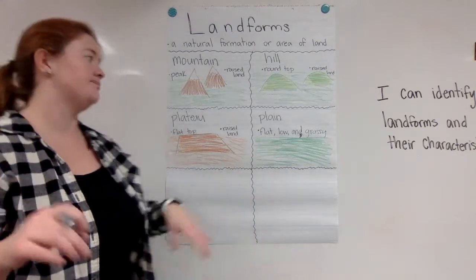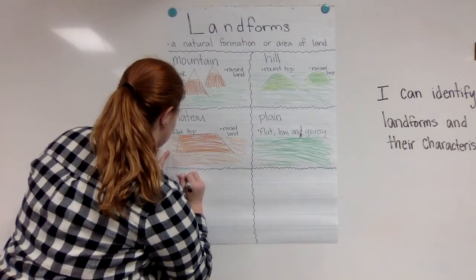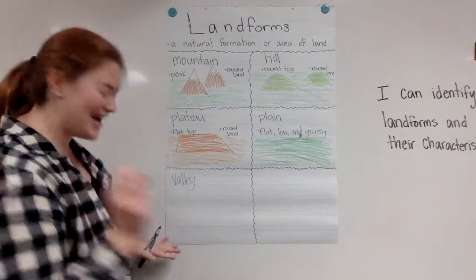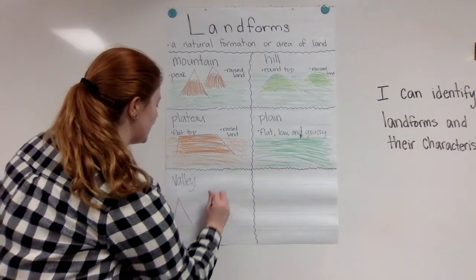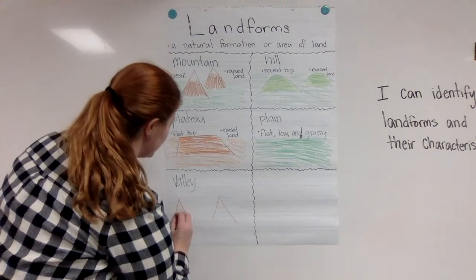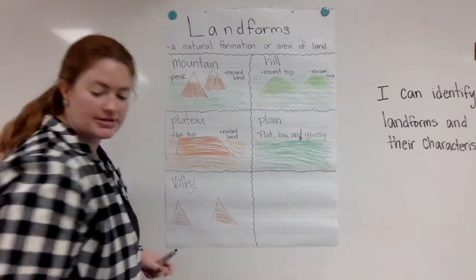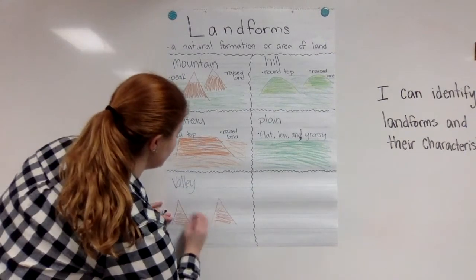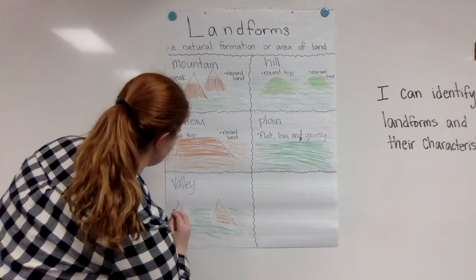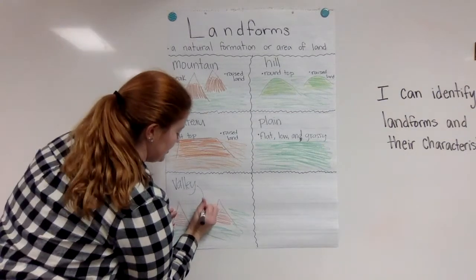It's pretty simple. Then we looked at a valley. Ooh, a valley is super cool. A valley, do you remember? Yeah, it's that low land in between two mountains. And there's normally a stream or a river running through it. So here are my mountains, and then here is my valley. And I'm going to have to draw an arrow so I know. Right here is the valley.